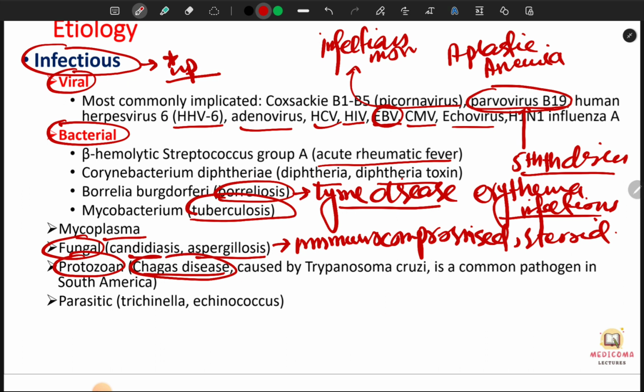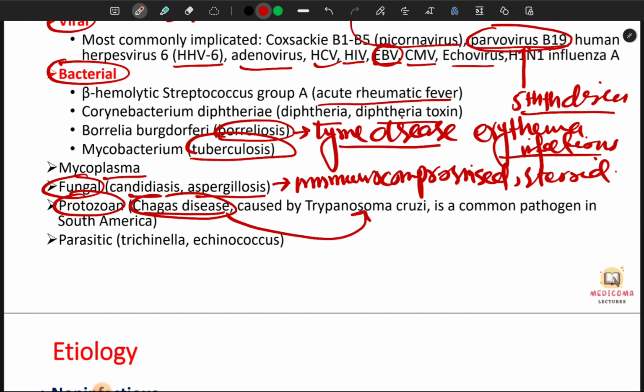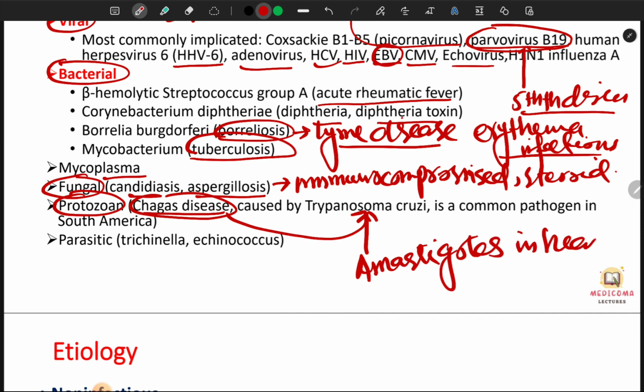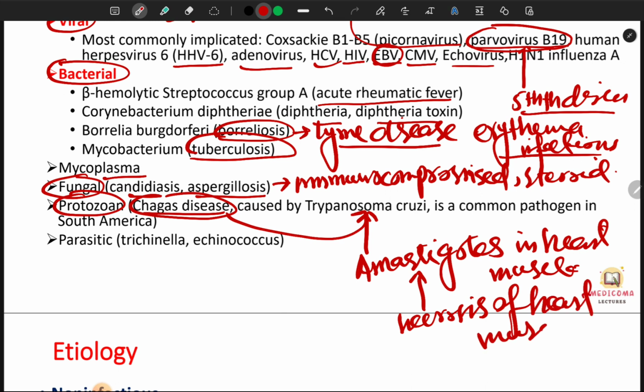नेक्स्ट, प्रोटोज़ोआ, चागस डिजीज़। Chagas disease is most commonly caused by Trypanosoma cruzi. And in this condition, we can see amastigotes within the heart muscles. These are the intracellular stage of trypanosoma. So due to this, there will be necrosis of heart muscles. And this is most commonly in South America. If there is a clinical scenario and they mention South America, and also in the options they mention Trypanosoma cruzi or Chagas disease, so you can choose that point, okay.